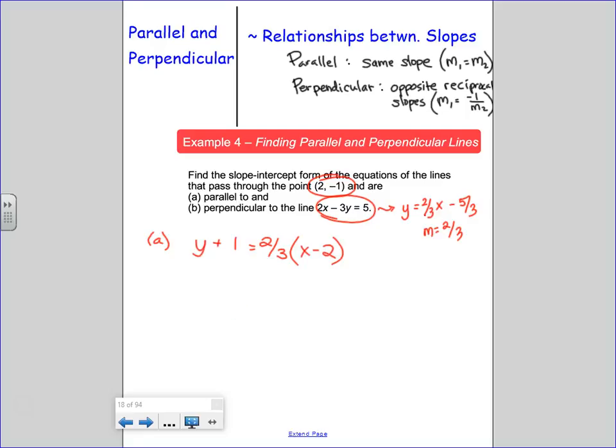Why is it y plus 1? Because the negatives. Y minus a negative. I'm plugging in the x1 and y1. I'm plugging in the coordinates of the point into point slope form. Now technically they want slope intercept, so how do I finish this puppy off? Distribute.